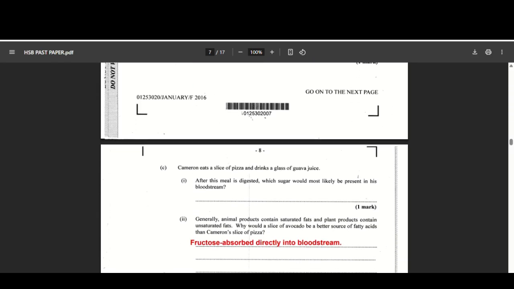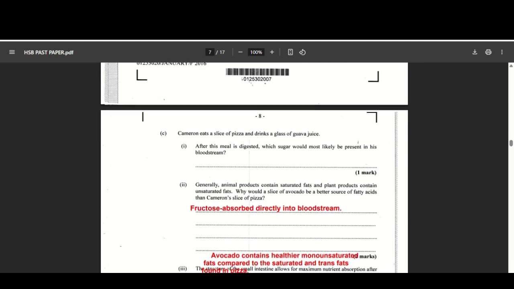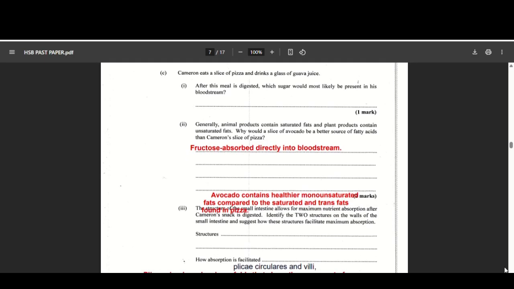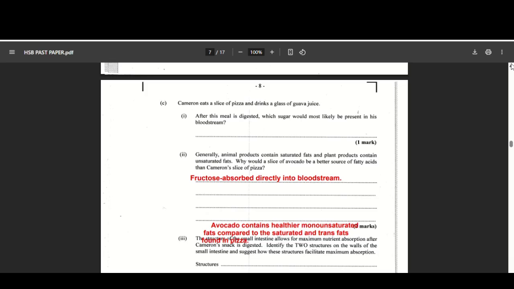And then I think this page is going to be the last page. As we said before, things kind of get jumbled and all over the place, but yeah. This one is saying Cameron eats a slice of pizza and drinks a glass of guava juice. After this meal, which sugar is most likely to be present in his bloodstream? The answer would be fructose, and it's absorbed directly into the bloodstream.